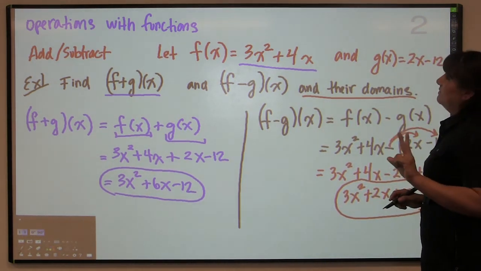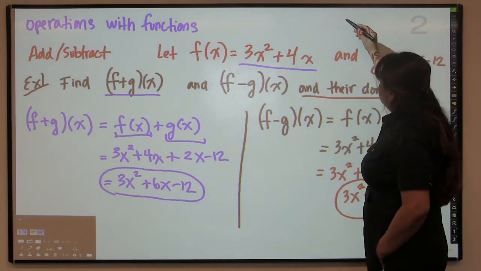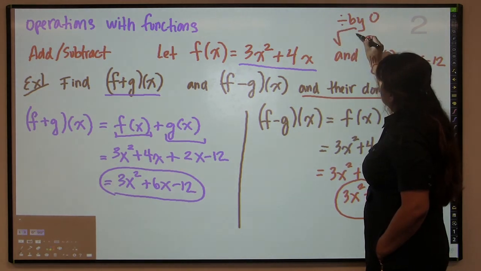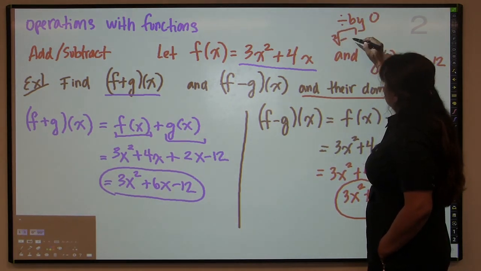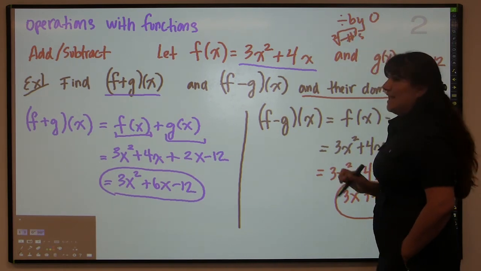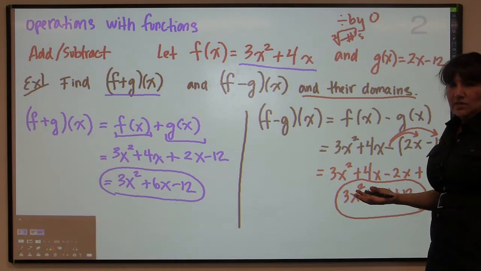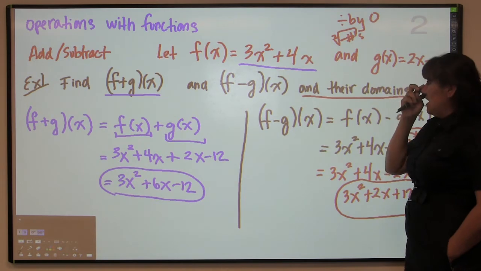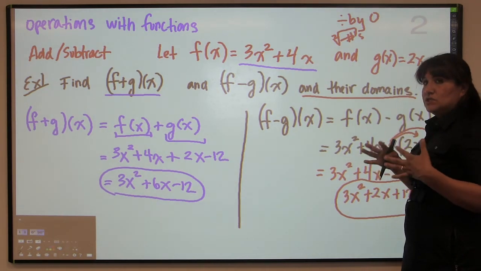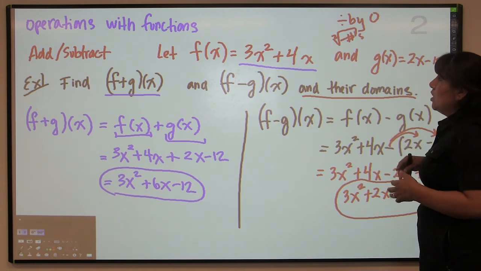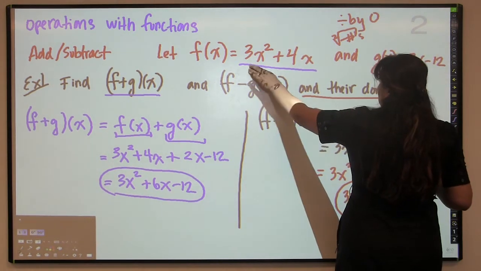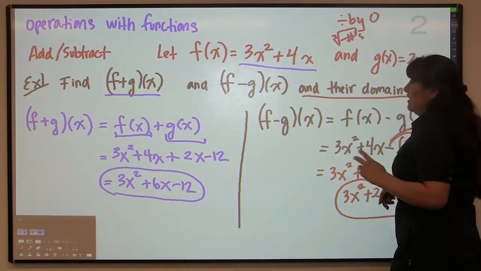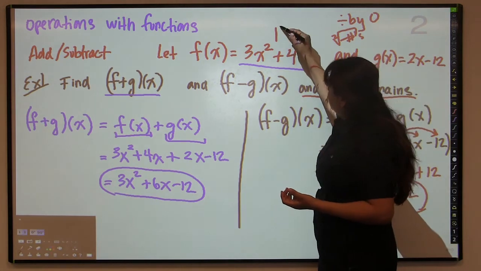Remember that the only two problems that you ever have with domain are division by 0 and even roots of negative numbers. You can't take the square root of a negative without getting an imaginary result. You can't take the fourth root or the sixth root, any even root of a negative number. But as long as you don't have any of those issues in the functions, then the domain is all reals. When I look at the domain of this function, this is a normal quadratic, there's no square roots in it, there's no division in it, so the domain is all reals.